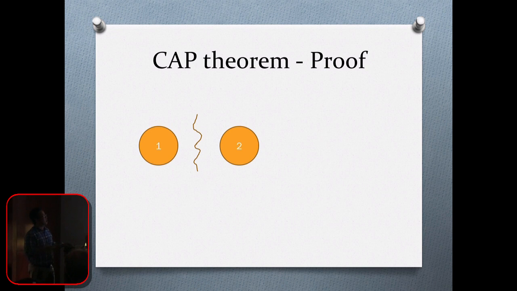Here's the proof of the CAP theorem. We have 2 nodes, node number 1 and node number 2. There's a middle line there, and they are not connected to each other. So this is a partition. Now, when we write something to node number 1 and read something from node number 2, what will we get? What options do we have? Node 1 and node 2 are in the same distributed system.